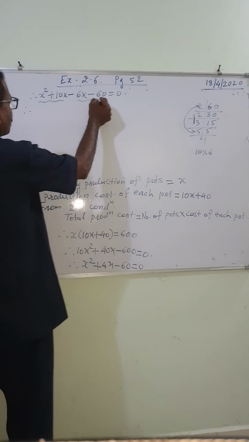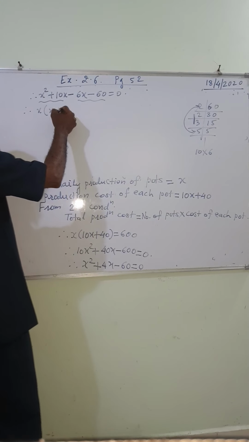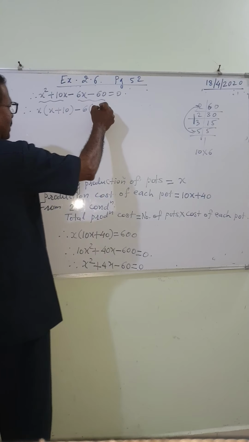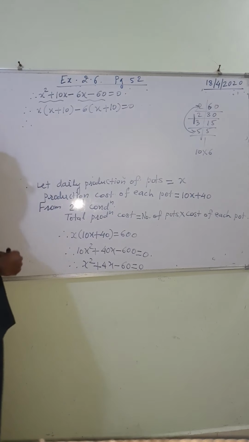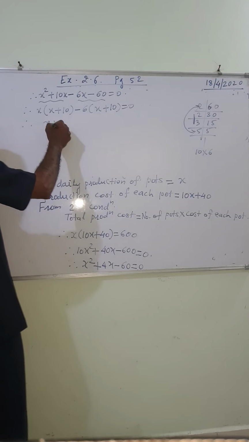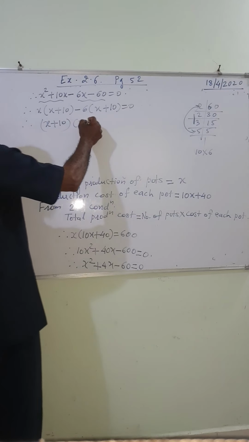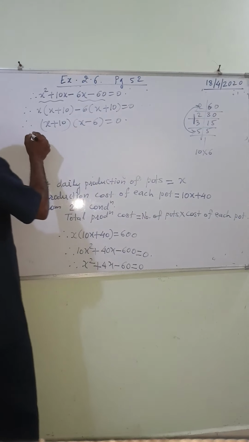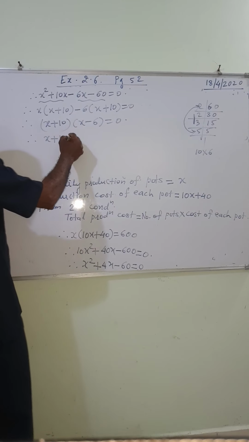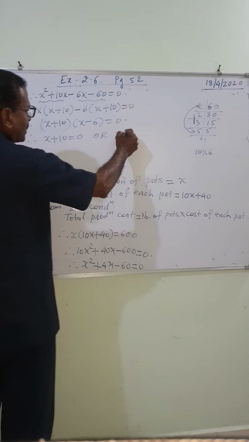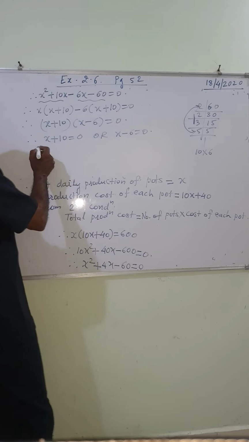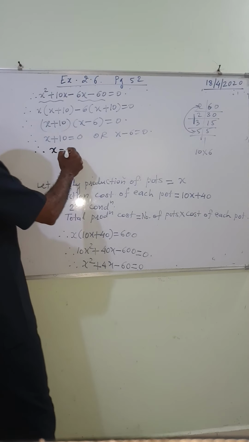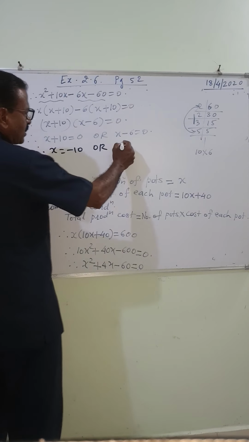Therefore, make the group of 2, x into bracket x plus 10 minus 6 into bracket x plus 10 is equal to 0. Therefore, x plus 10 is common, x plus 10 into another bracket x minus 6 equal to 0. Therefore, x plus 10 is equal to 0, or x minus 6 is equal to 0. Therefore, x equal to minus 10 or x is equal to 6.